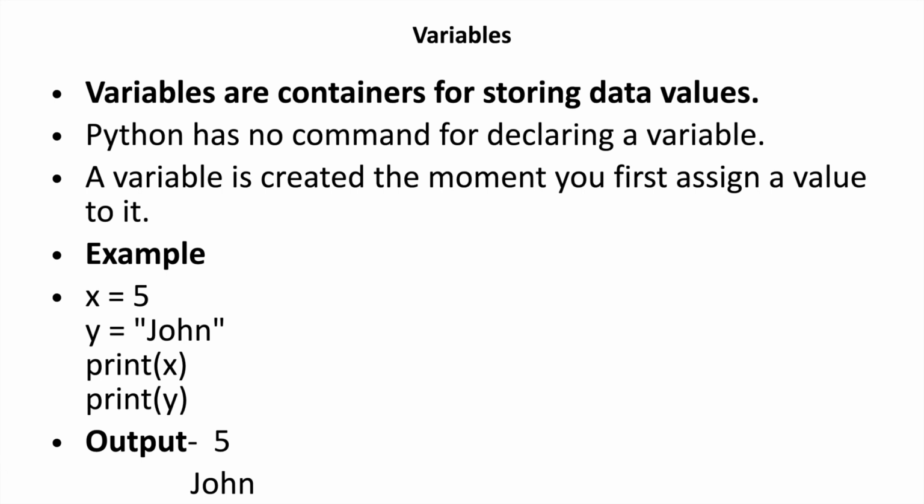For example, x is equal to 5. The value 5 will be stored in the variable named x, and y is equal to John. The value John will be automatically stored in the variable y. So when you print, you can see the output will be 5 and John. So in Python, we don't have any command for it. When you assign the value using the assignment operator equals, variables are automatically created.